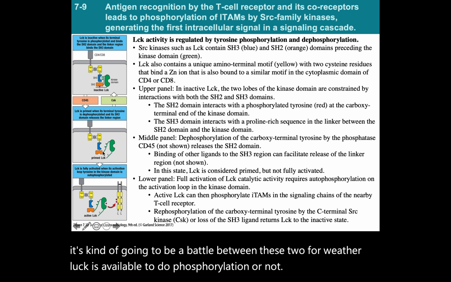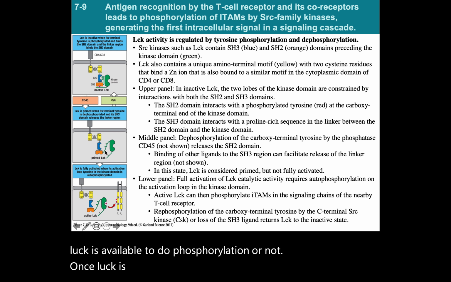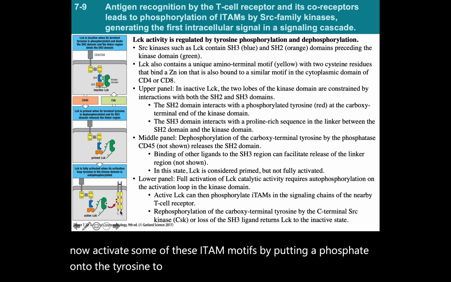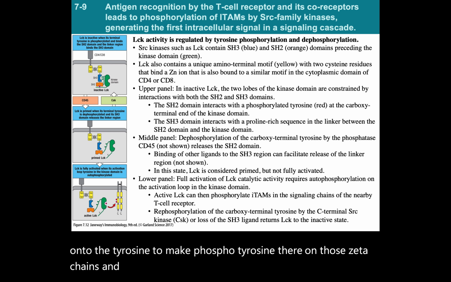Once Lck is primed, that is, that it has its phosphate removed, it will now activate some of these ITAM motifs by putting a phosphate onto the tyrosine to make phosphotyrosine there on those zeta chains, and also on all 4 chains of CD3, which also have those ITAM motifs.